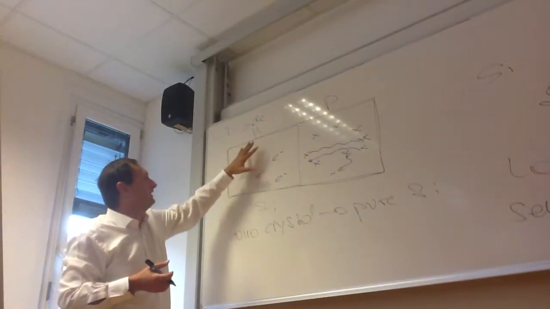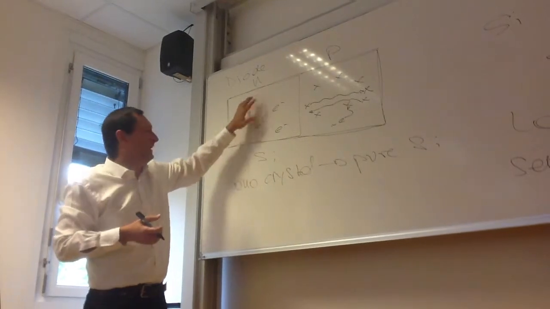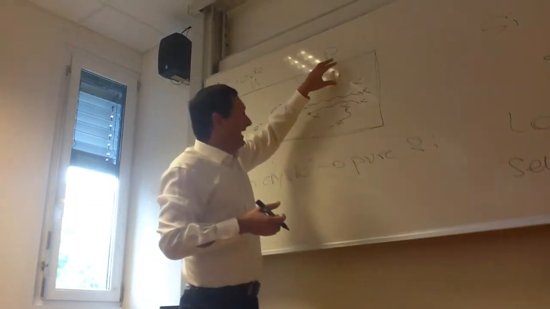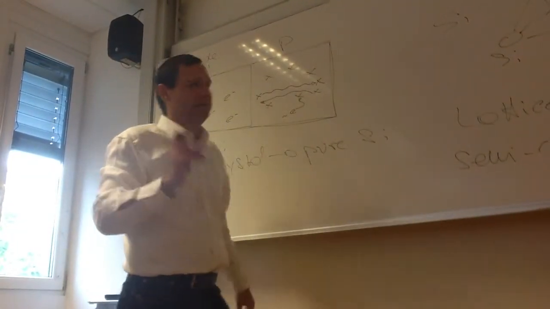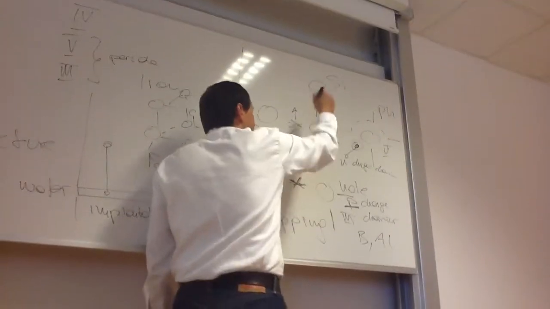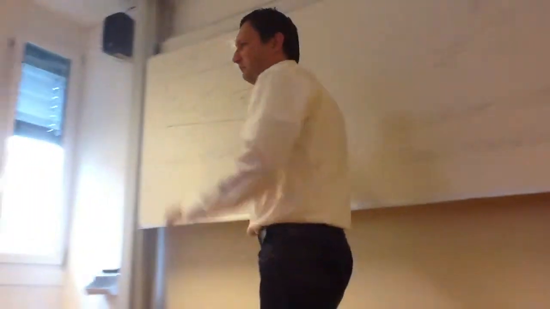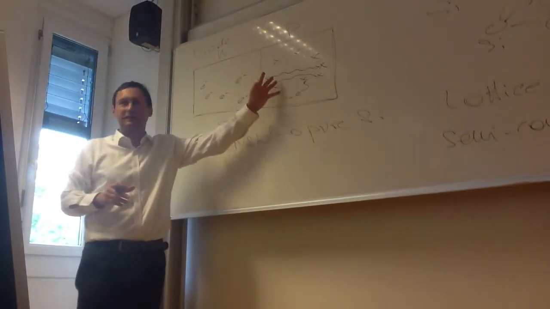So that means that on the one hand, we have an N material, we have some free electrons here. And on the other side, we have a P material. We have some not saturated links between our silicon atoms. But for both sides, the base material is silicon. It's silicon here, it's silicon here.